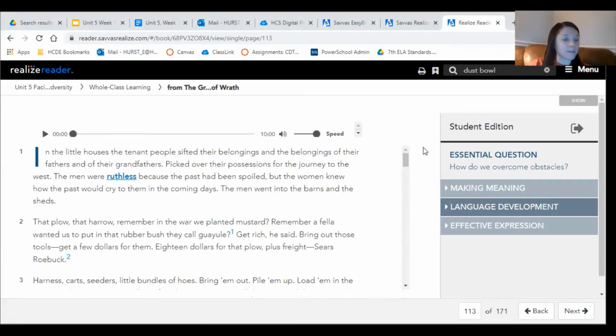In the first paragraph, what do you notice about the characters in this paragraph? What do you notice about the setting in this paragraph? And then finally, why do you think the author included these details, especially at the beginning of this excerpt?